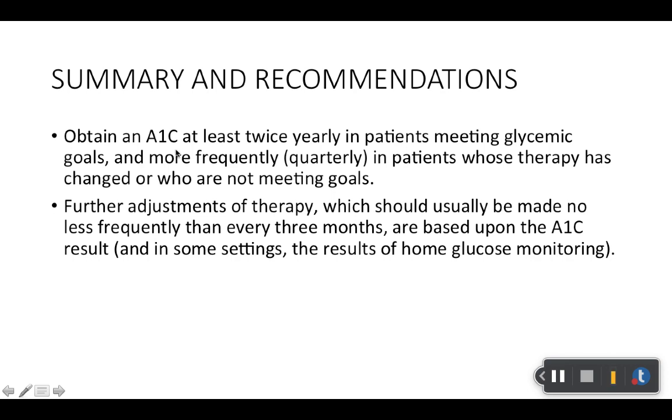This is just the recommendation on obtaining A1C at least twice a year, and maybe more frequently if a person is not meeting their goals, or if you're changing therapies. This applies to both the oral medications and insulin. You definitely need to stay on top of that. So quarterly then.